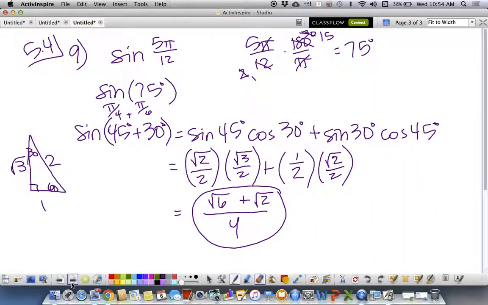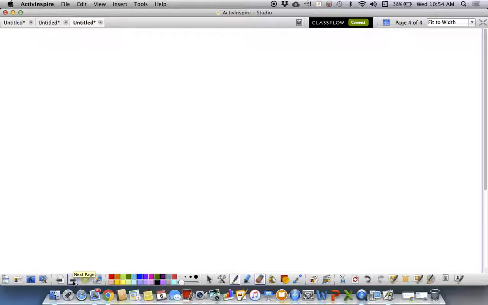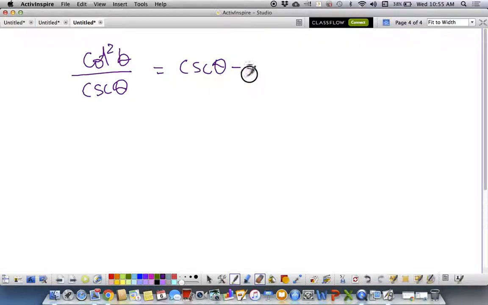Can we do an example for verifying, since we've got just a few more minutes? Sure. Let's turn our brains back a little bit to verifying. Let's just do one: cotangent squared theta divided by cosecant theta. Verify that it equals cosecant theta minus sine theta.